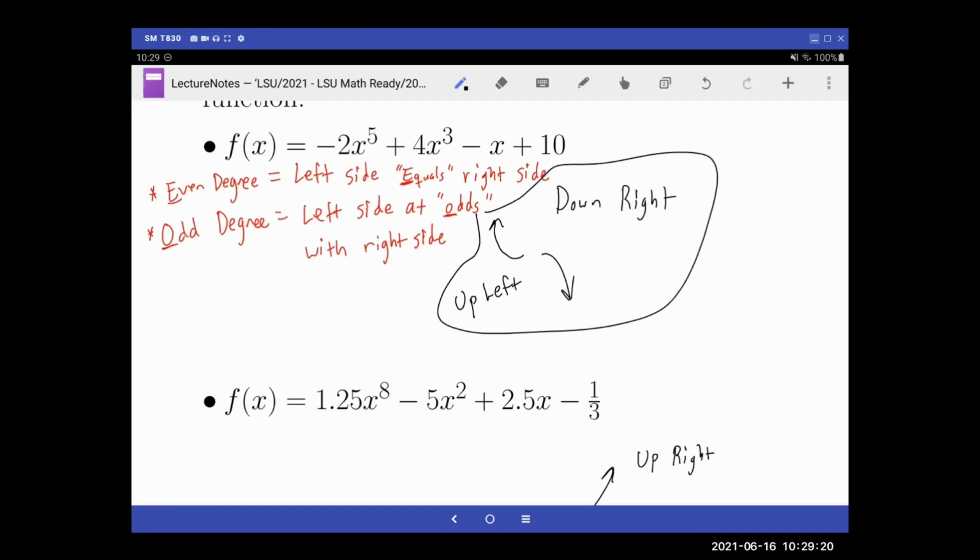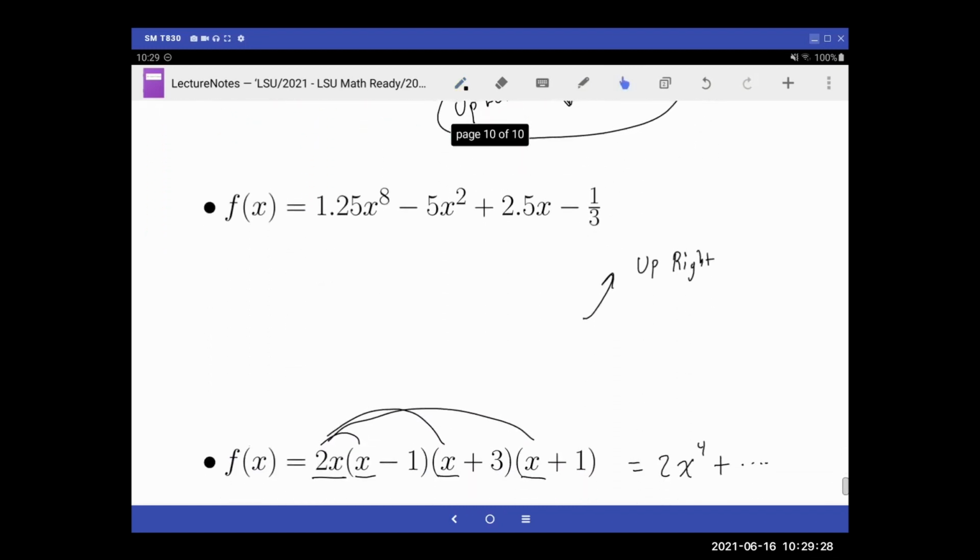Okay, so you look at the right side first. Always look at the right side first. Make that determination. Then look at the degree to determine the left side. Okay, so here we go again on the second one. It goes up to the right. The degree is 8. 8 is even. Even equals, left side equals the right side. Going up to the left.